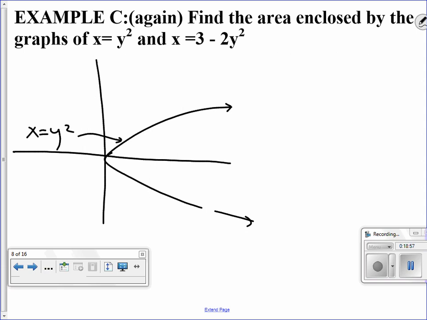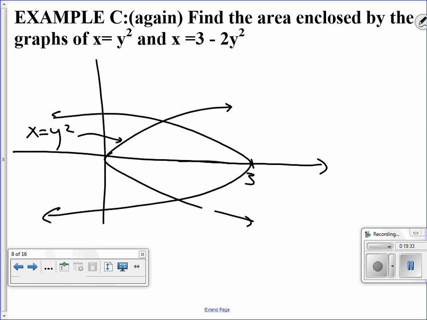Now what about the other graph? Still quadratic, right? It's another parabola. What's the greatest that x can be? If x is equal to 3 minus 2y squared, the greatest it can be would be 3, right? So I'll go over here. Let's say that that's 3. So it goes the other way. So you have these two parabolas. This one over here is x equals 3 minus 2y squared.